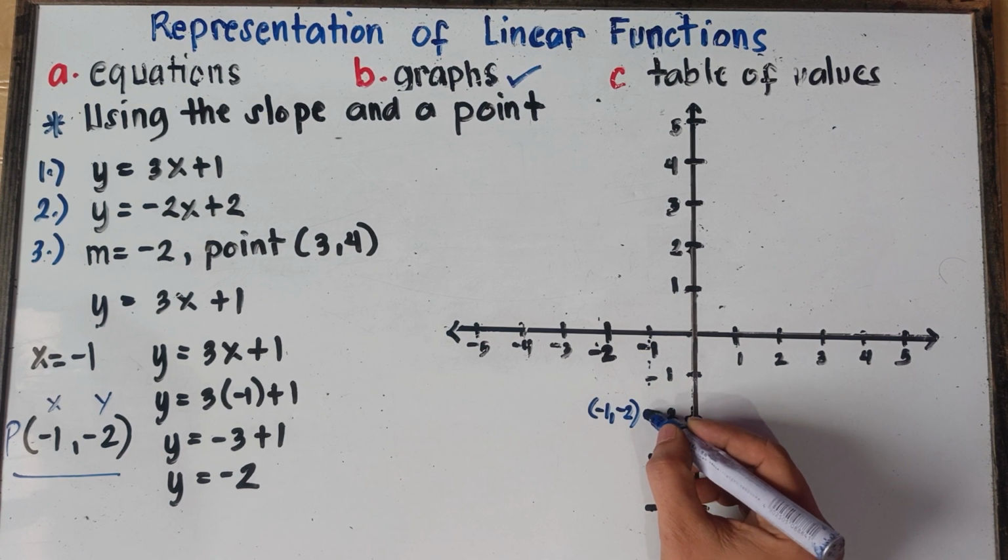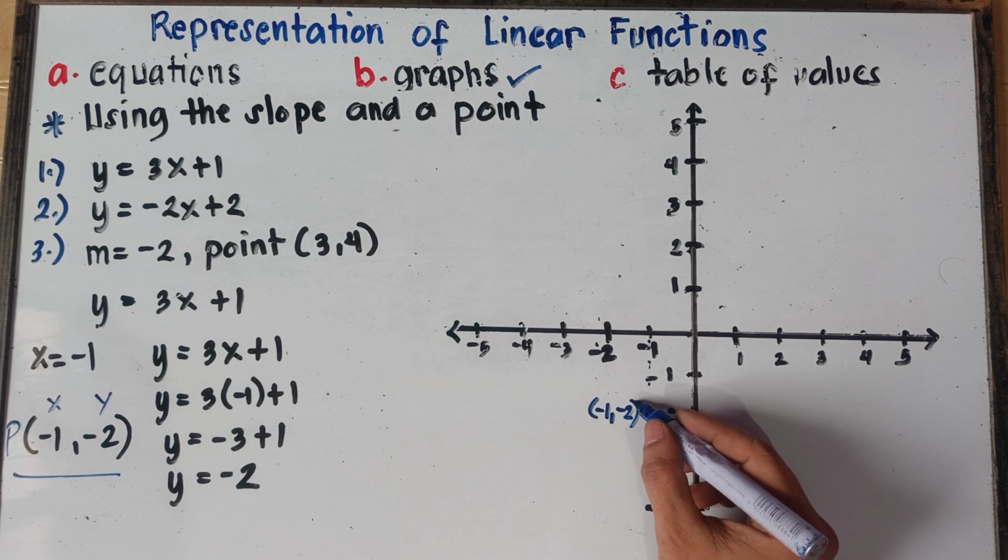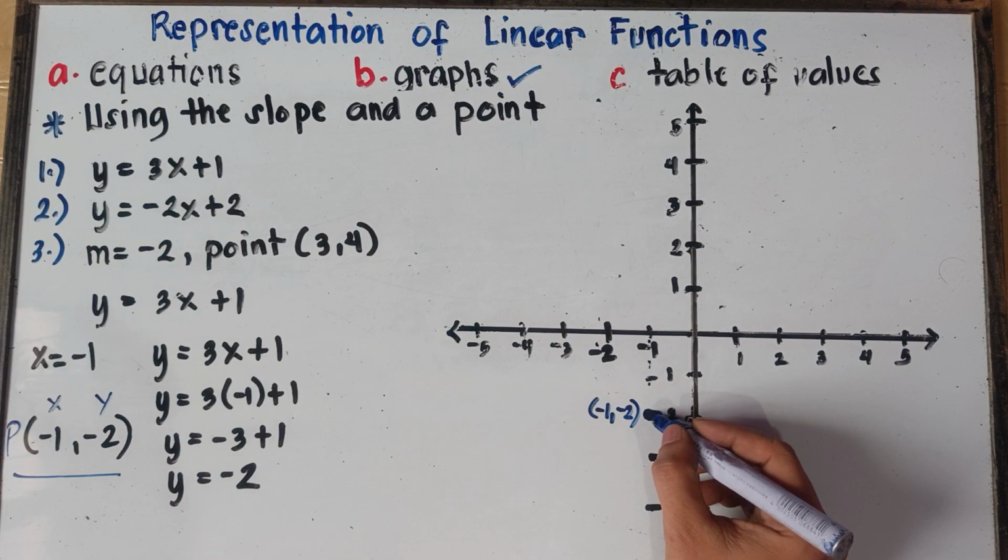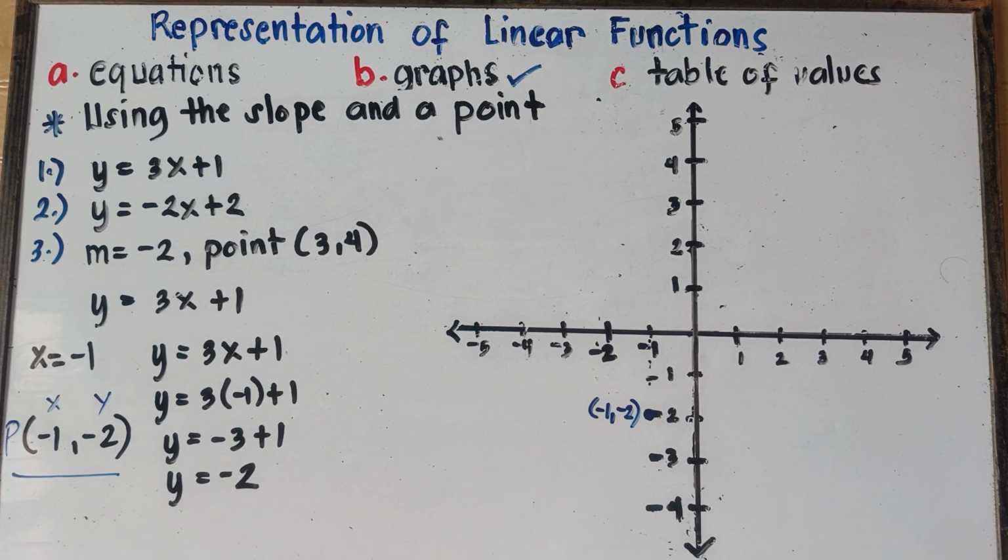This will be our first, this one right here, class. Negative 2. Alright, so this will be our first point, class. Now, second step, class, is you need to find the second point using the slope.